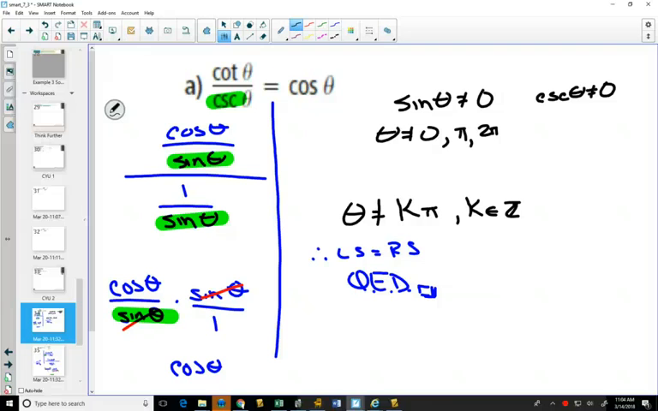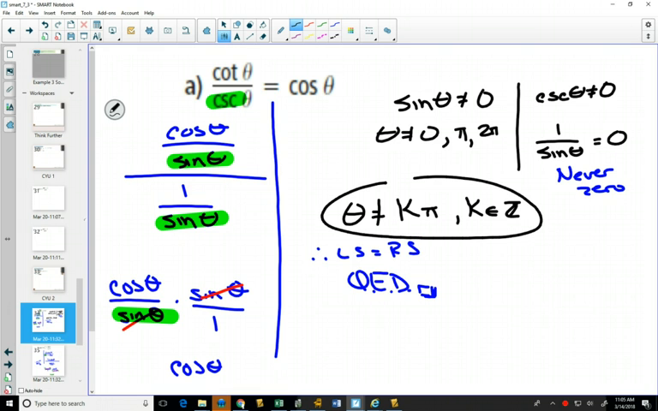Now, for solving cosecant theta cannot equal 0, cosecant theta is 1 over sine theta. And if you're trying to solve 1 over sine theta equals 0, the only time a fraction is equal to 0 is if the numerator is equal to 0. That's the only time a fraction can equal 0. Is the numerator ever going to be 0? No, the numerator is always 1. So this one is never 0, and this is the only non-permissible values for the first question.